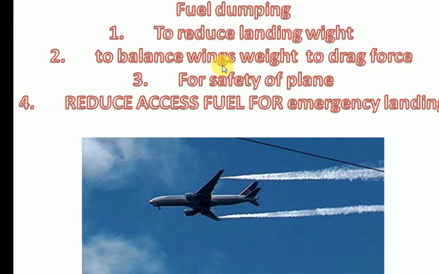Suppose there is an emergency landing, that is, the flight has not completed its path but returned to its origin airport, then it should land safely at this airport. To do this, it can reduce the fuel by burning the excess fuel, which is called fuel dumping.